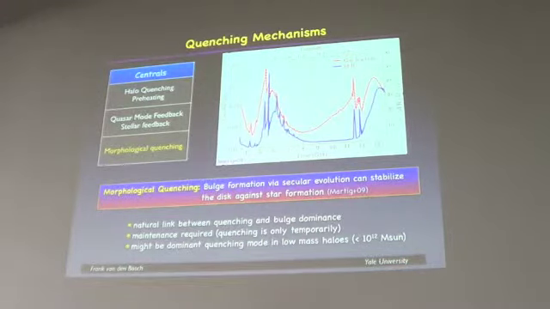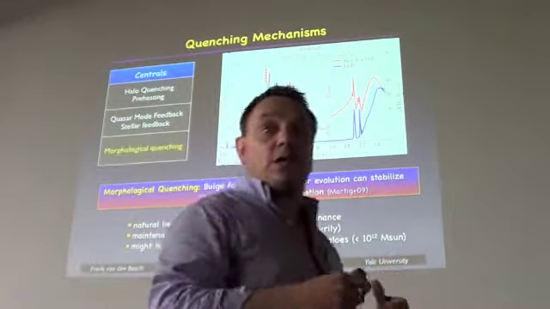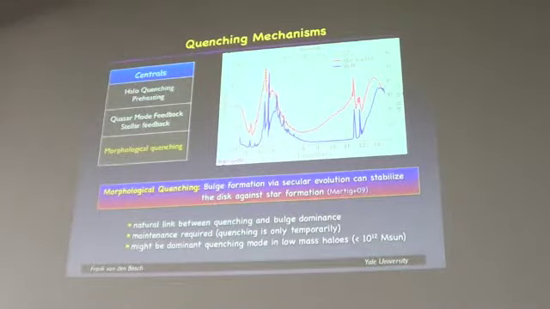I think this again has the advantage that it has a natural link between bulge dominance and quenching. It's a good thing. But again, some maintenance is required over the long term. You can see that here. The gas goes up, and at some point star formation kicks in, and this gas rapidly starts to turn into stars. So the quenching is only temporary.